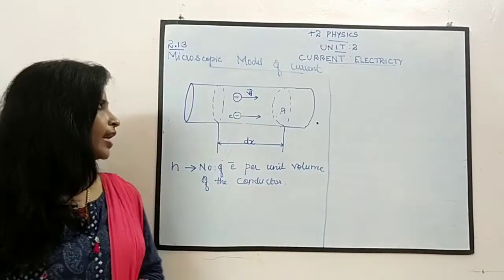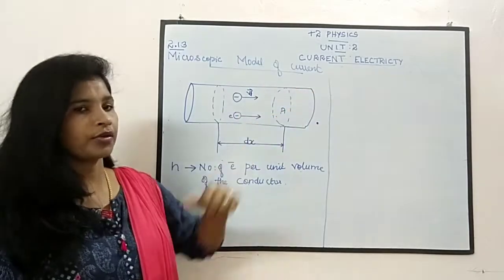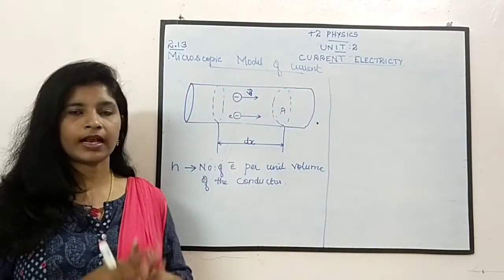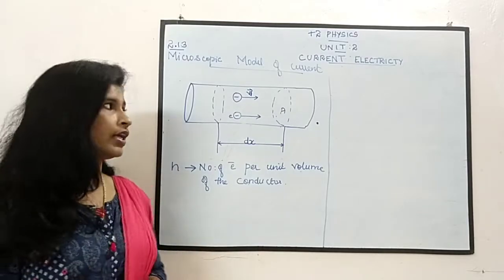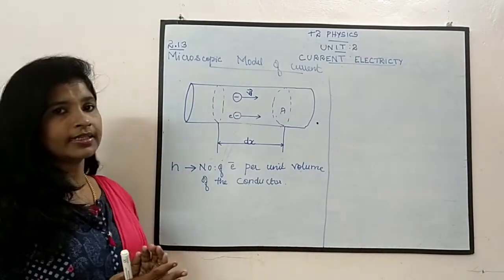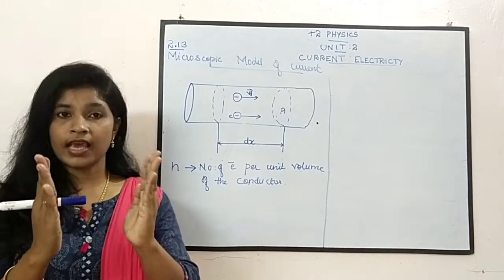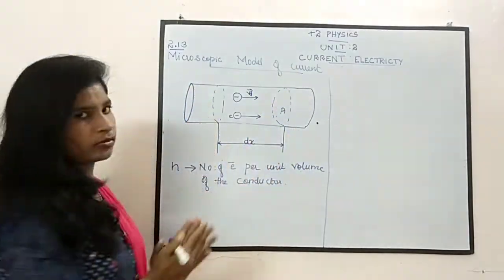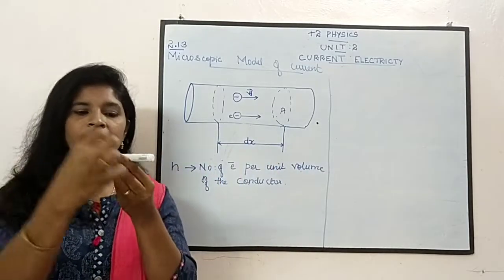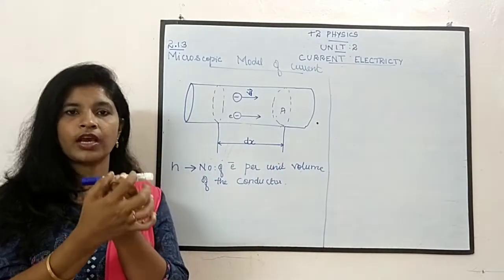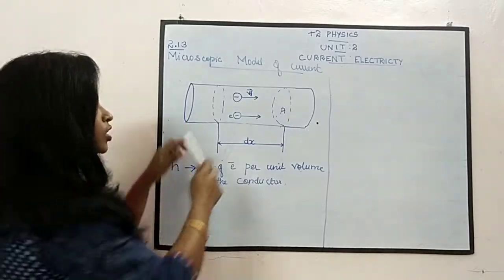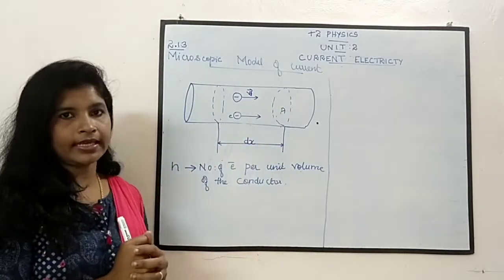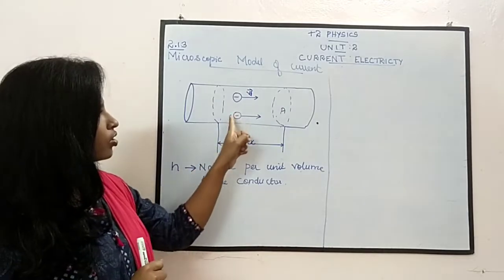For that we have taken a conductor which is having n number of free electrons. In that conductor I am going to take a particular length. Out of this big conductor, I am taking one small area to analyze it. Let us take that small length as dx. Here the electrons are moving.